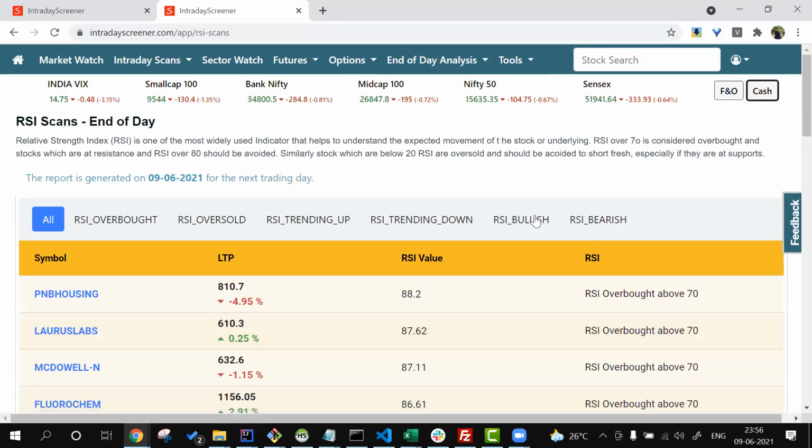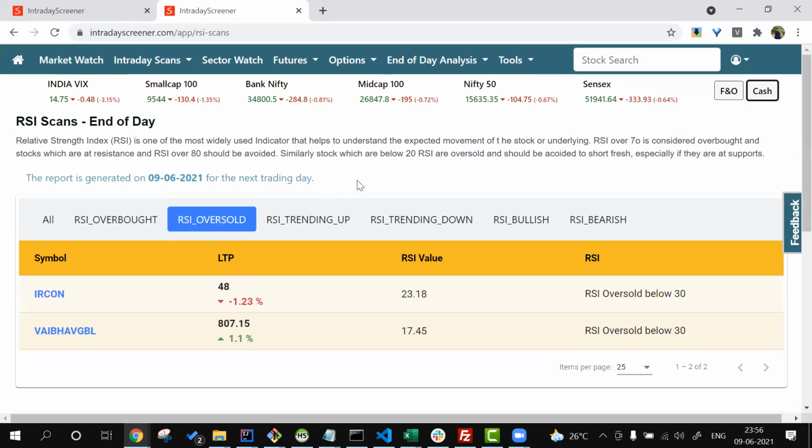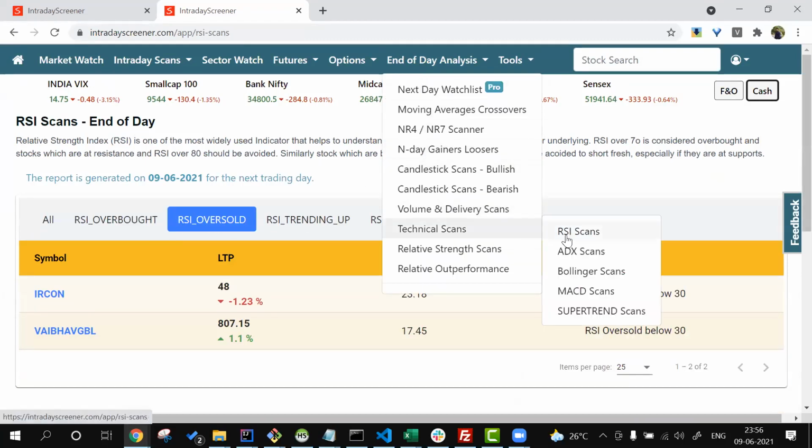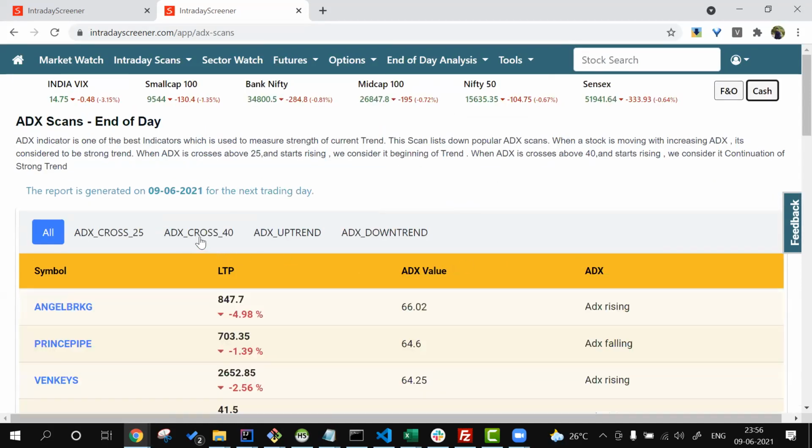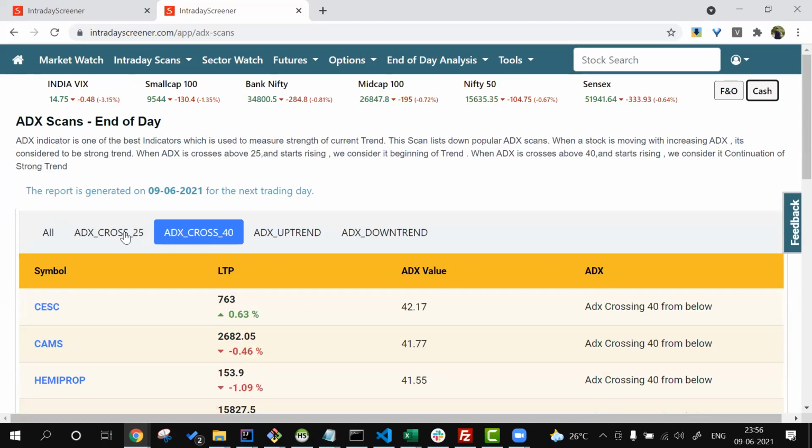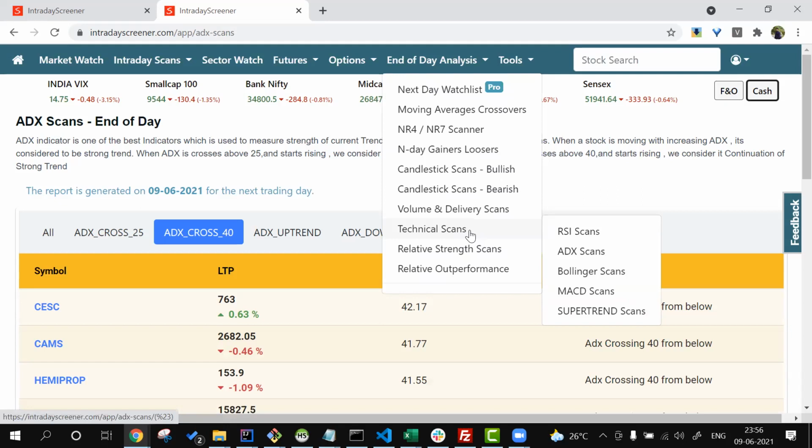Similarly, you can have technical scans like RSI. You can find out the stocks which are overbought and oversold using RSI. This is for people who are using these scans. Again, ADX crossing up is considered a bullish sign. Remember, all these technical indicators are on daily time frame charts. So ADX, RSI, Bollinger scan, MACD scan, Supertrend, all these are on daily charts, end of the day.